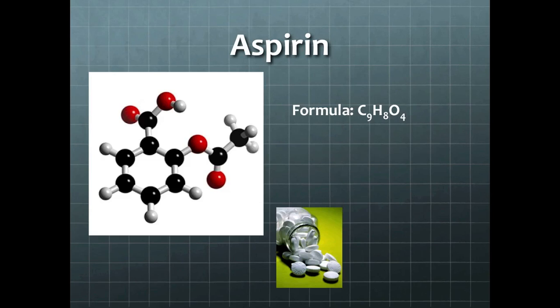Aspirin is an example of a common compound. You can see it's made of different kinds of atoms: carbon, hydrogen, and oxygen bonded together.